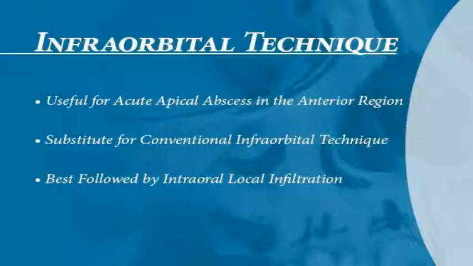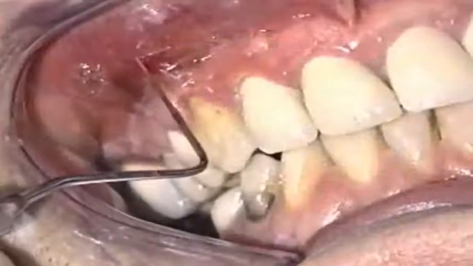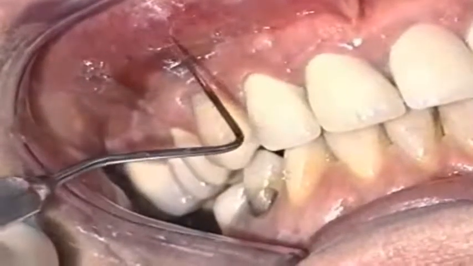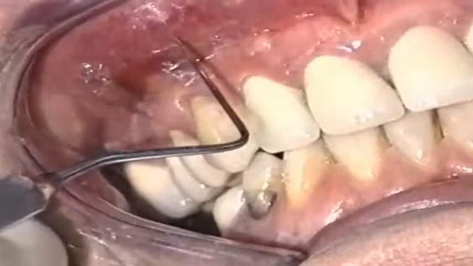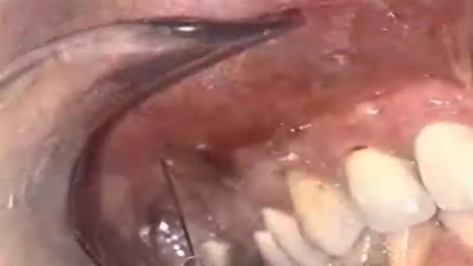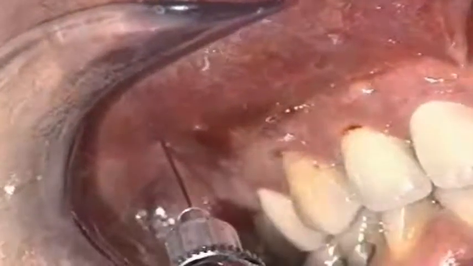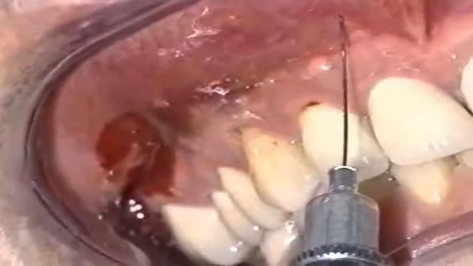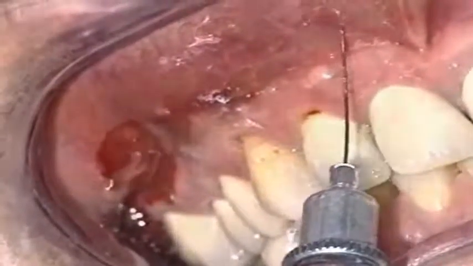The infraorbital injection. It is a substitute for the conventional infraorbital technique, which requires passing a needle through inflamed tissue and a hard-to-locate target. This is useful for a patient with acute apical abscess in the anterior region. The infraorbital injection is best followed by an intraoral local infiltration at the periphery of the abscess.